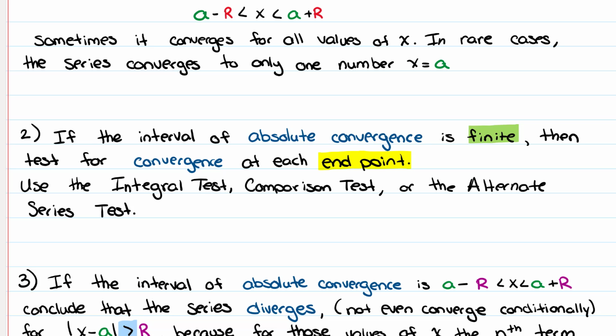you have to test for convergence at each endpoint. So if we get that inequality, like negative 5 is less than x is less than 3, we have to test these two endpoints to see if they're included in the interval of convergence. And we use the integral test, the comparison test, or some alternating series test.